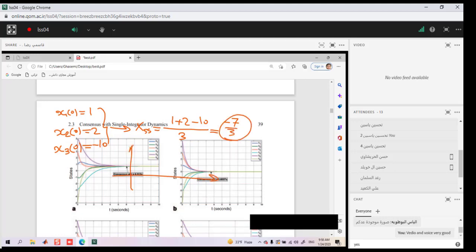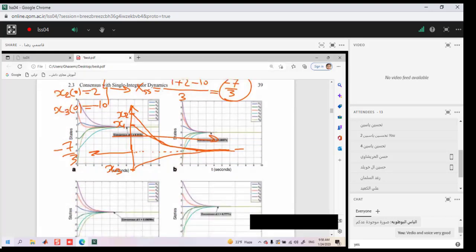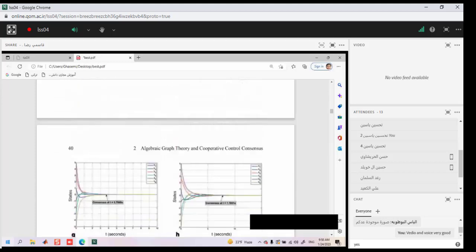For example, if we draw the system, x1 is here, x2 is here, and x3 is here. All the diagrams reach this value. What is this value? This value is minus 7 over 3. Okay, this means mean value consensus.